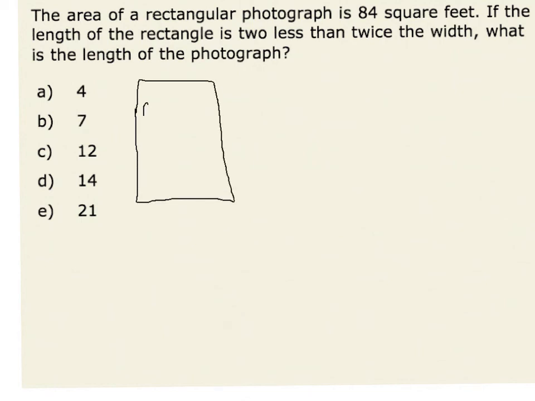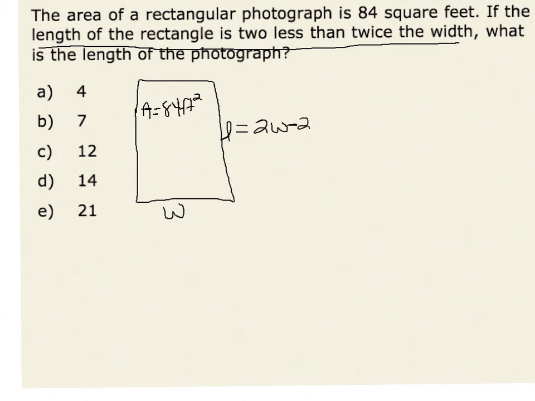I know that the area of this photograph is equal to 84 square feet. And I know that the area is given by the length times the width. Looking at the information, I know that my length of my rectangle is 2 less than twice the width. What this means is that I'm going to double my width, or take 2 times my width, and then I know my length is 2 feet less than that. So my length is given by taking 2 times W minus 2.